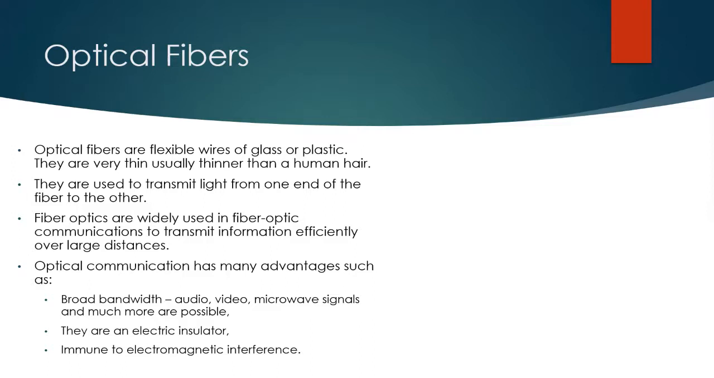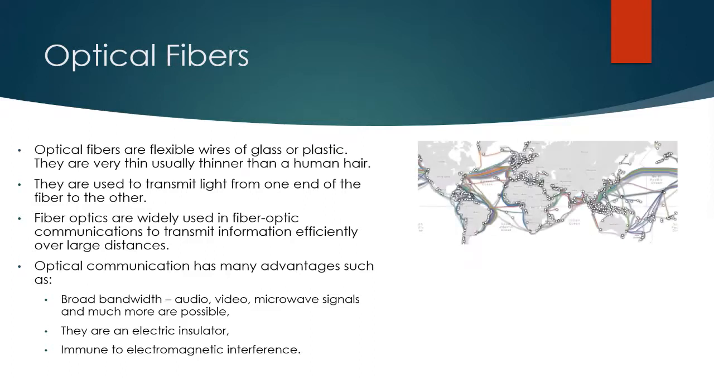These are flexible wires made of high-quality glass, otherwise known as silica, or plastic. These are very thin and usually thinner than the width of a human hair. These optical fibers have become increasingly important in communications and transmitting information across the world. Here we can see a map of the various optical fibers which are connected to every country on Earth. Optical fibers transmit light from one end to the other, and in other words, they transmit information.